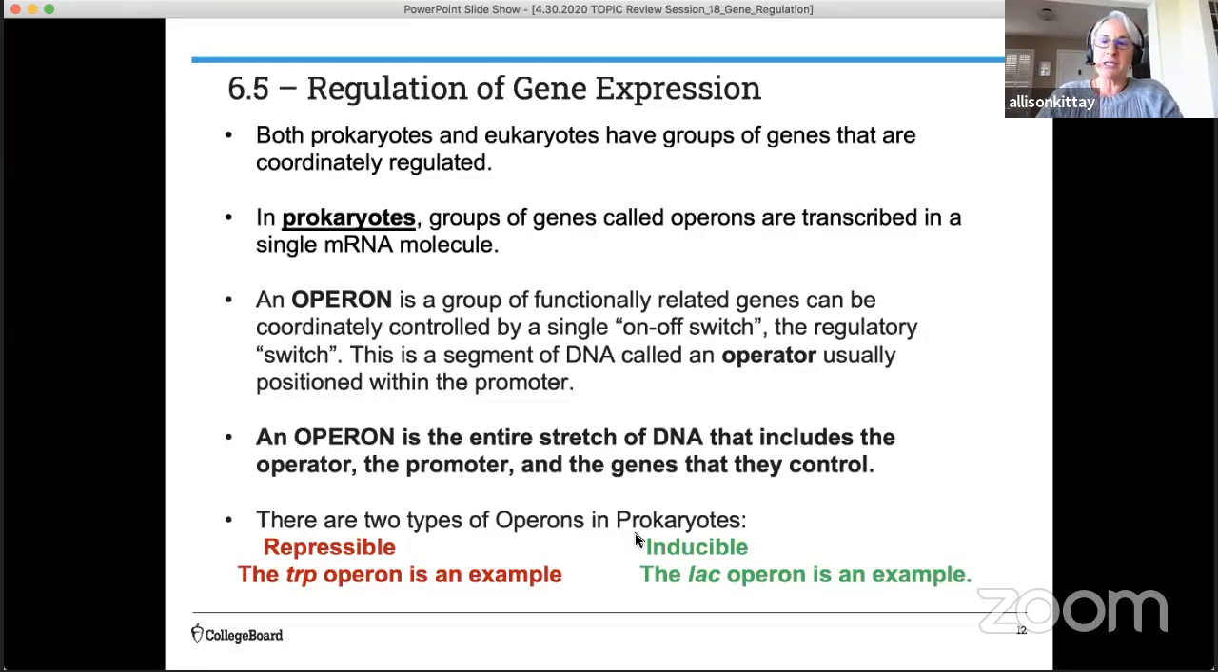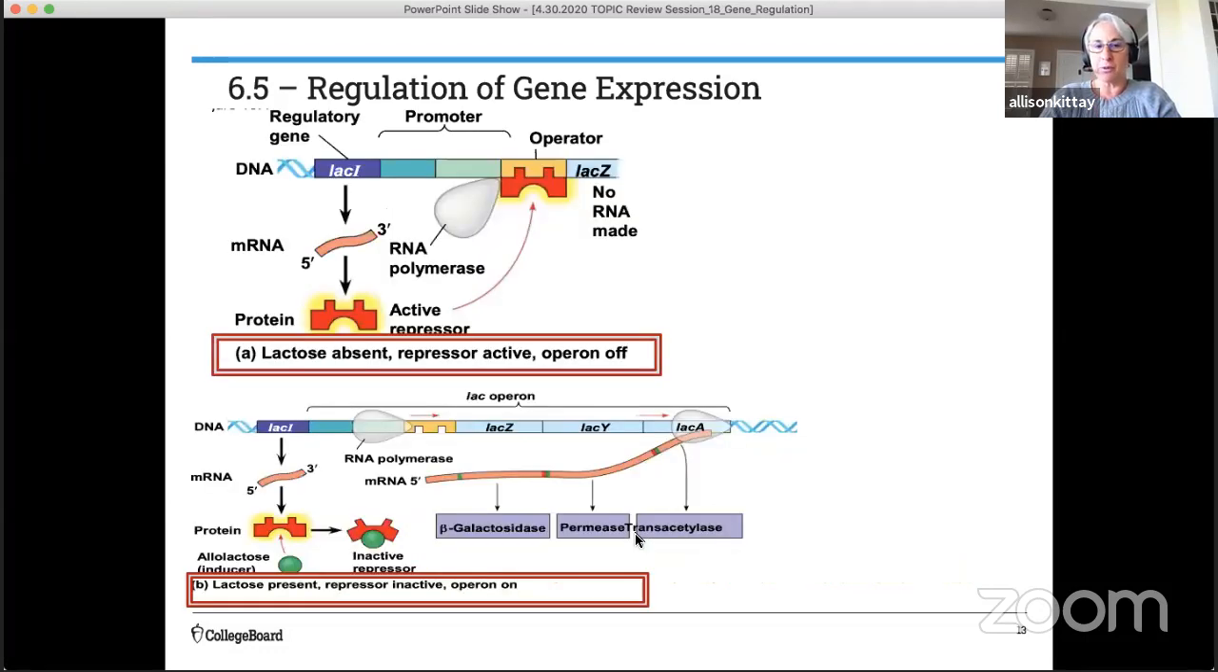Repressible, which is a system where the gene is on, but you can turn it off or repress it. And the tryptophan or Trp operon is an example of that. Or an inducible operon, which is a system where the gene is normally turned off. It's not being expressed, but it can be induced to turn on. And the lactose or Lac operon is an example of an inducible operon. So let's take a look at both of these.